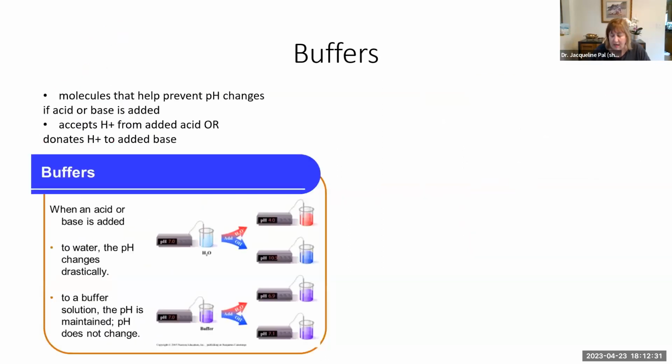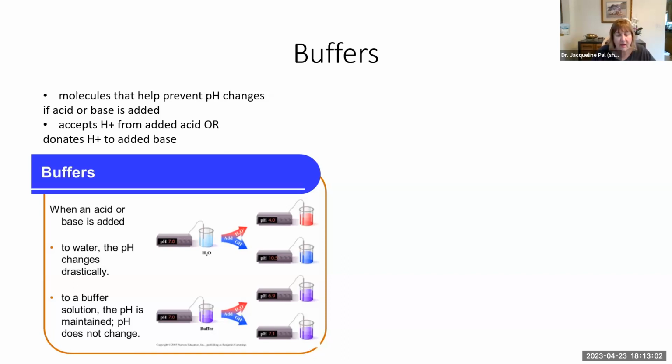Now, what our body does to try to prevent changes in pH is we have buffers. A buffer is a molecule that helps prevent the pH change. For instance, we can have buffers which will absorb hydrogen ions if an acid is added, or they can absorb hydroxyl ions if a base is added.